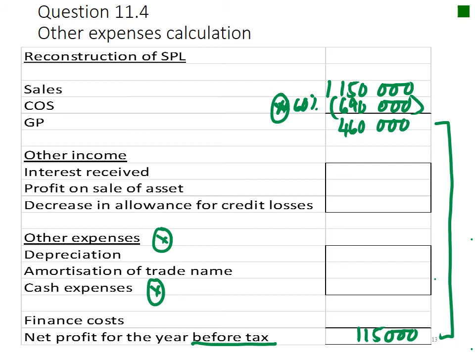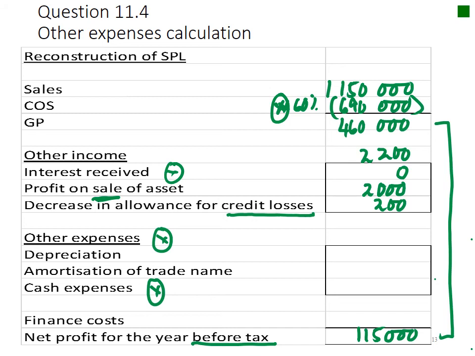So other income, there was no interest received, but remember they did tell us there was a profit on sale of asset of 2,000 and there was a decrease in allowance for credit losses of 200. These amounts are going to be part of other income, but we'll ignore them on the cash flow statement because they are not cash amounts. We'll show the cash amount separately for the sale of the asset, and the decrease in allowance for credit losses is not a cash amount, so we ignore it when we are doing our statement of cash flows. If there was interest received, we would be showing interest received separately, but in this question there isn't any.